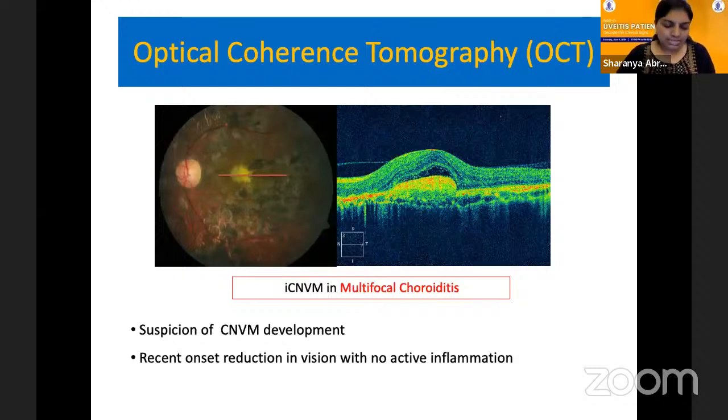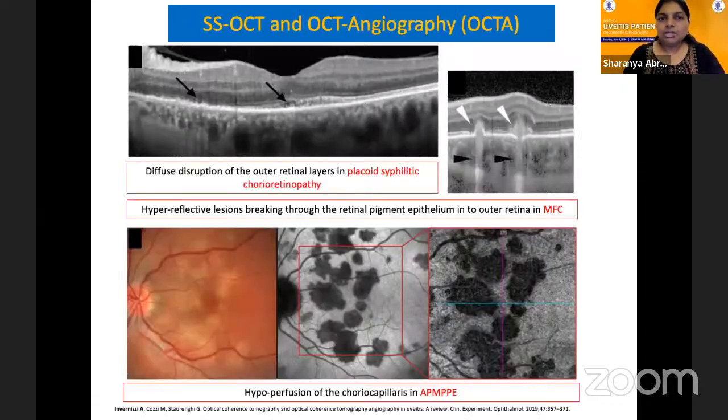Now, an OCT essentially is an in vivo quasi-histological image. So conditions in which an OCT might be really applicable are multifocal choroiditis or anything that involves the macula, where there is a suspicion of CNVM development. The patient might present with a quiet eye and a recent onset reduction in vision. So SSOCT can be used, OCT angiography.